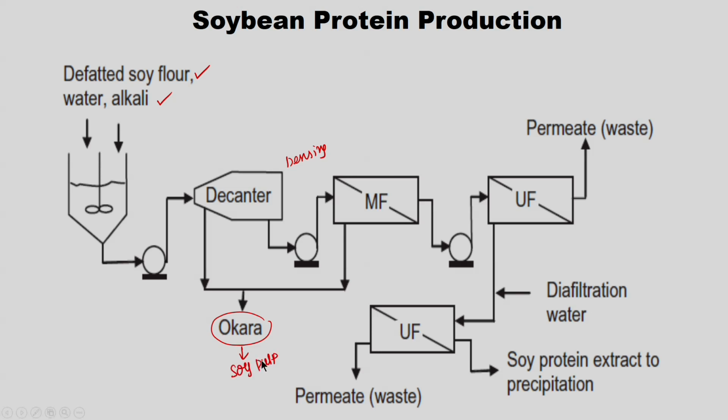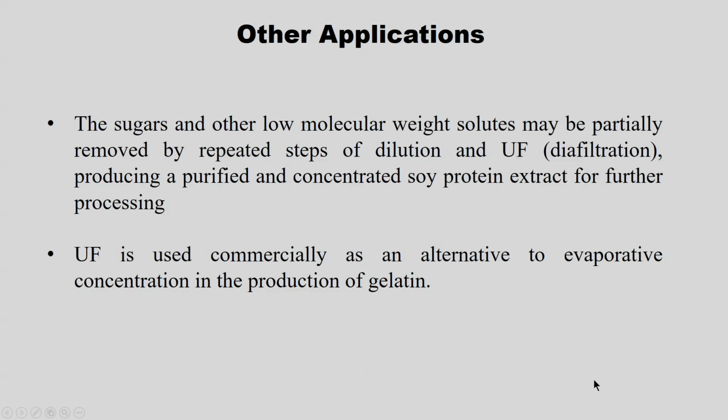The clear upper portion is further fed into the microfiltration, and then the permeate is sent to the ultrafiltration. From the ultrafiltration we collect the permeate as waste, then the retentate is added with diafiltration water and further concentrated using ultrafiltration. The permeate goes as waste, and the retentate is the soy protein extract, which goes further for precipitation.